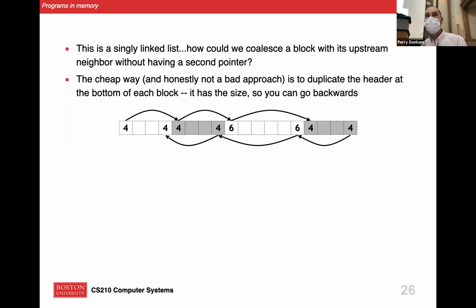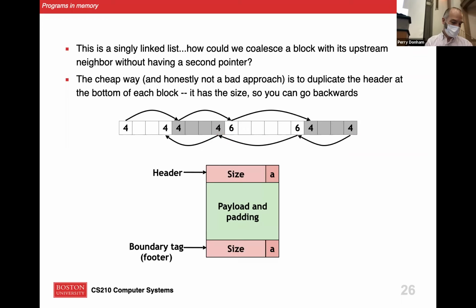Really, all I'm doing is duplicating the header like this. So that entire chunk has a header at the top with a size and an allocation bit. And at the bottom also, there's a word that has the size and the allocation bit. And by using that, I can go backwards or forwards through this, even though it's a singly linked list.